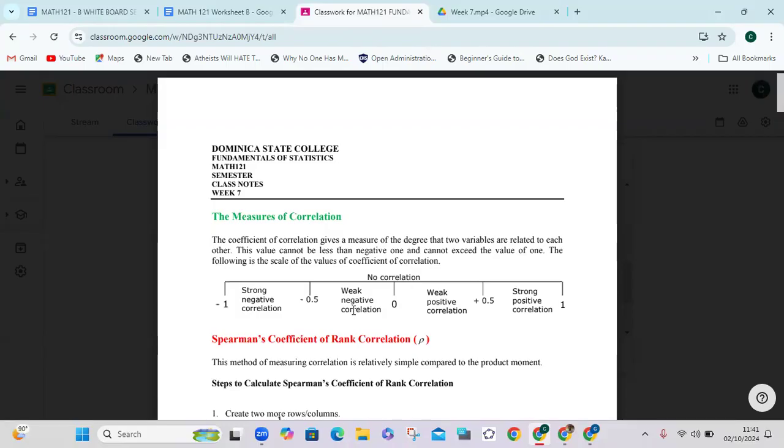We got 0.5 exactly. So what is 0.5 exactly? Is it strong or weak? Yes, it is positive, but is it strong? You're in a borderline. Okay?